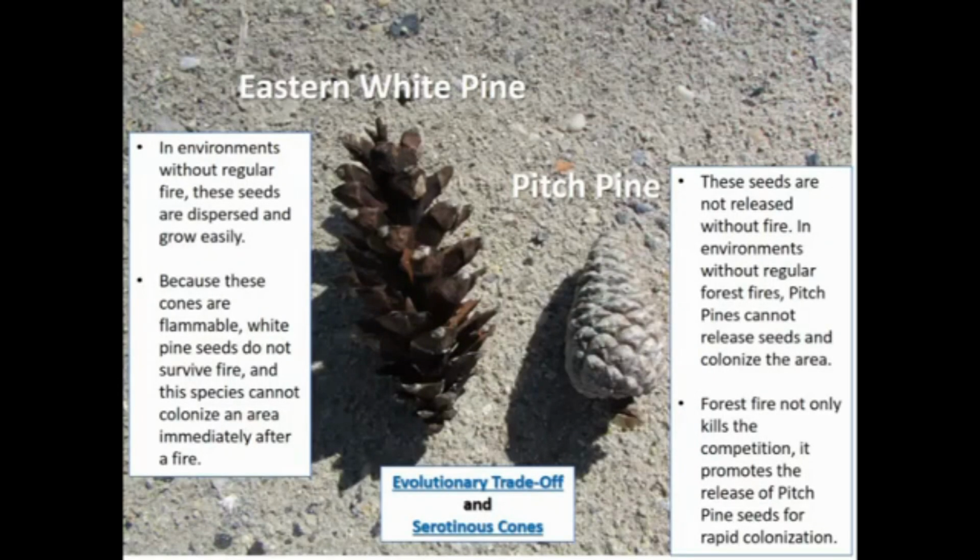Okay, and so when we actually expose them for an even longer period of time, what we see is that those scales completely detach, and so now each one of these little scales with the seed at the base is able to blow in the wind and therefore disperse even farther than it did before. Okay, and so what we see here is yet another example of an evolutionary trade-off of serotinous cones. And so you can see at the bottom of this image that the serotinous cones and evolutionary trade-off are blue and underlined, meaning that they are important vocabulary words for us.